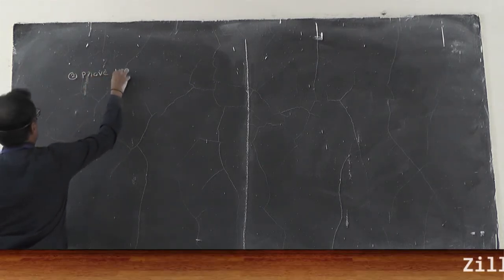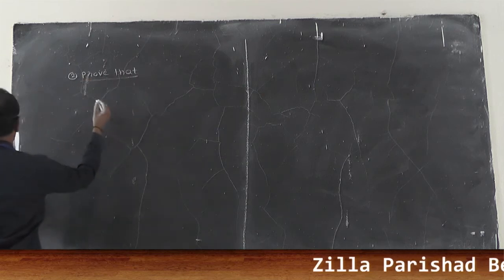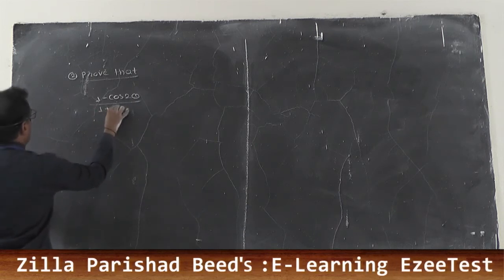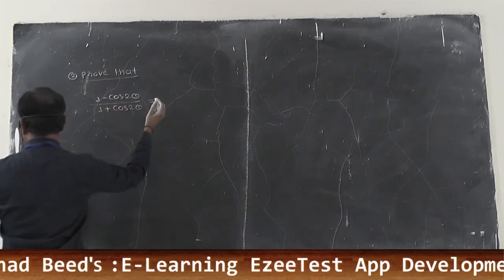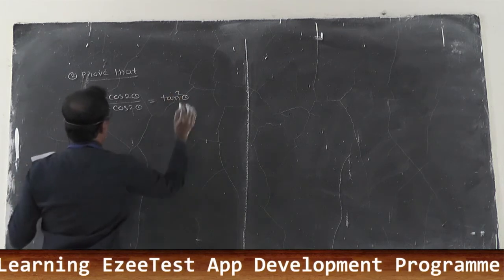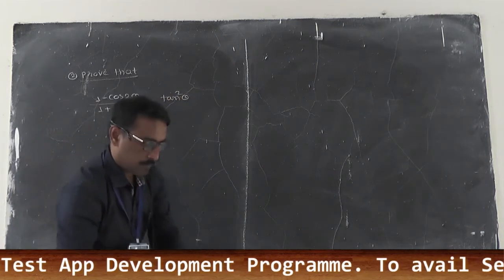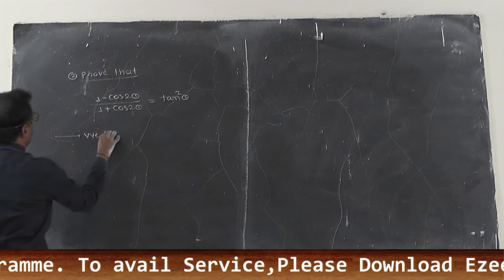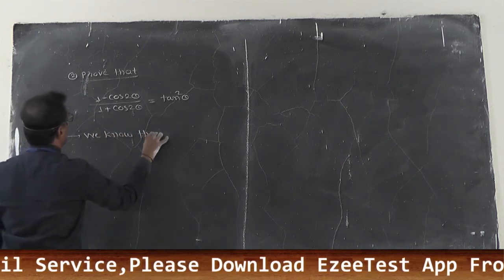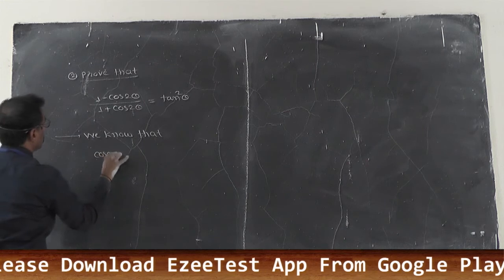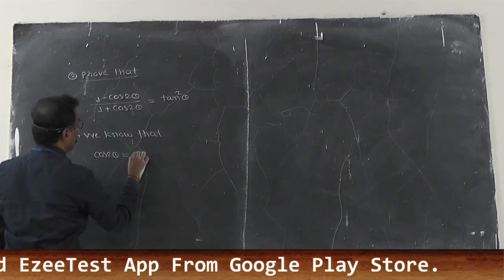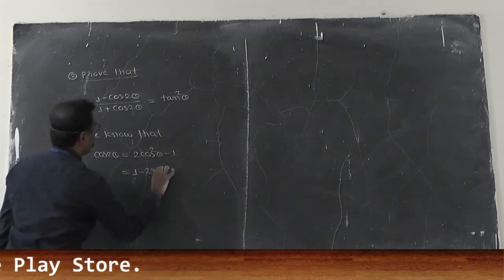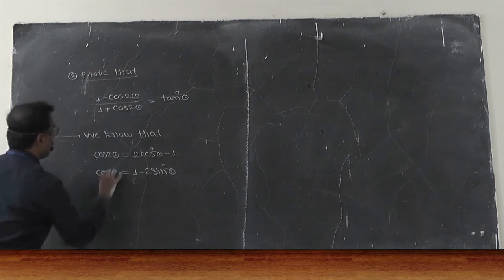This question they have given: prove that 1 minus cos 2 theta upon 1 plus cos 2 theta is tan square theta. Now before that we will write in this fashion. What are the original formulae for cos 2 theta? Cos 2 theta can be written as 2 cos square theta minus 1, or it is written in the fashion 1 minus 2 sin square theta.